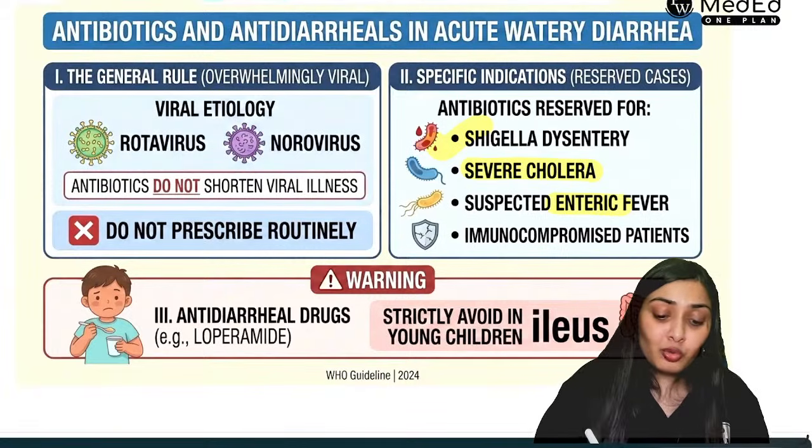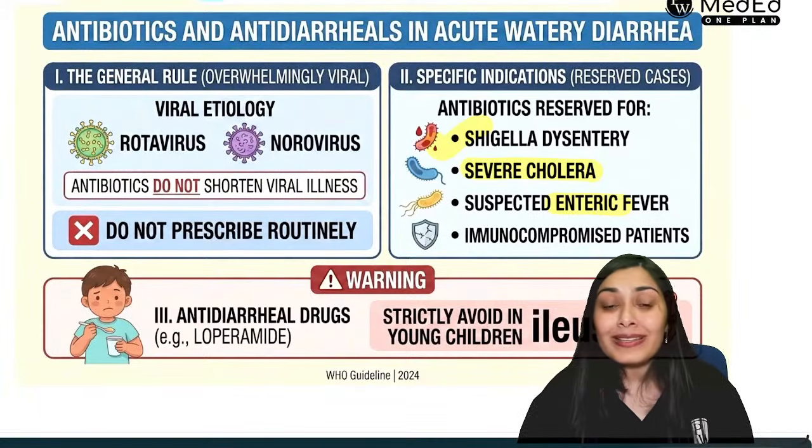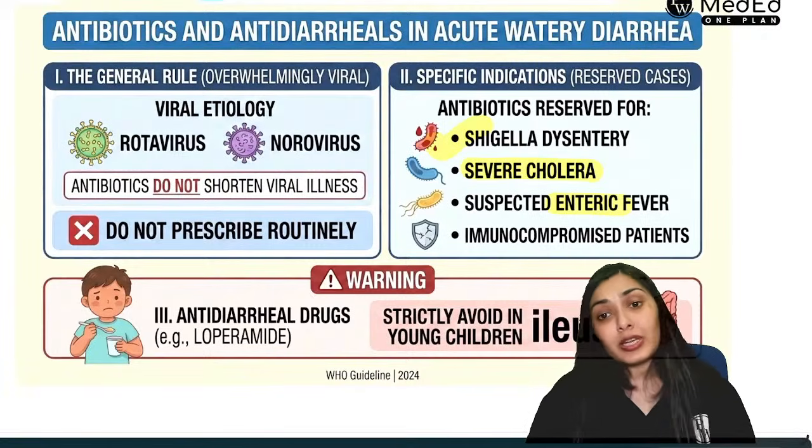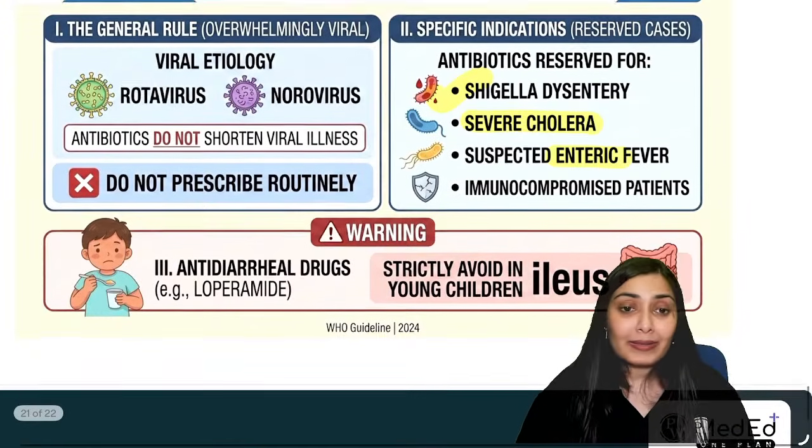And remember, notoriously, some of the quacks prescribe antidiarrheal drugs like loperamide. Strictly avoid these in children because of the chances of ileus, right? Ileus is very common because of this abuse of antidiarrheal drugs.